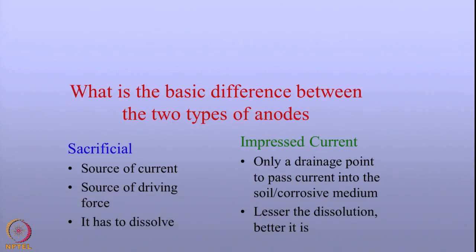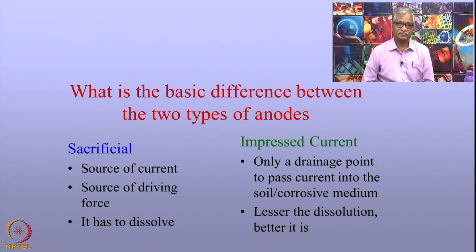Now, we have seen two types of cathodic protection systems. In both cases we use anodes. What is the basic difference between the two types of anodes? It is very interesting and important to understand the differences actually, because that decides the selection of the sacrificial anodes. In the case of a sacrificial anode, the anode acts as a current source. It also drives the current. Because it is a current source, it has to drive the current, it has to dissolve. It undergoes a dissolution process.